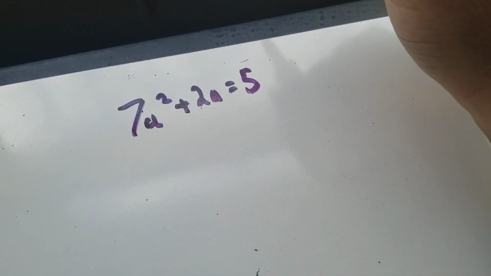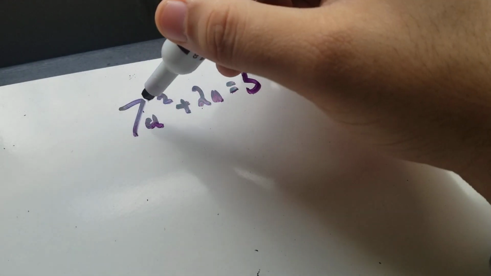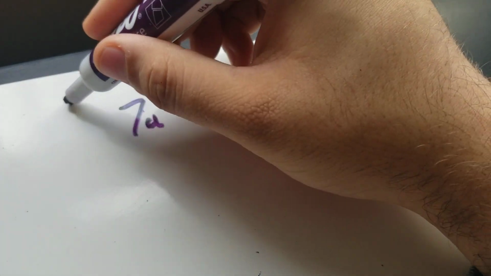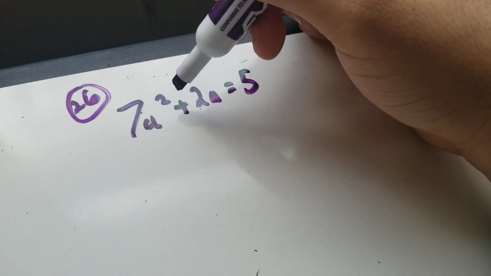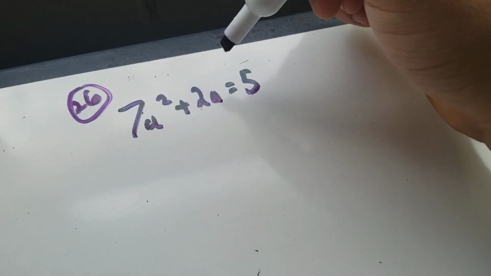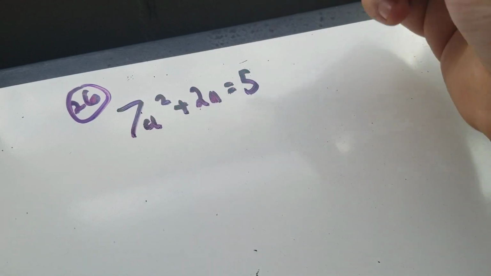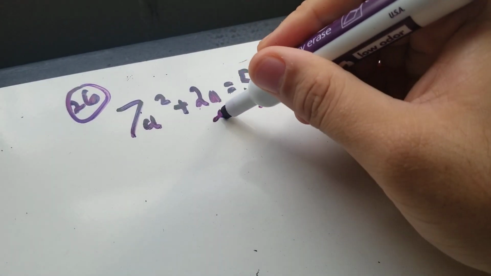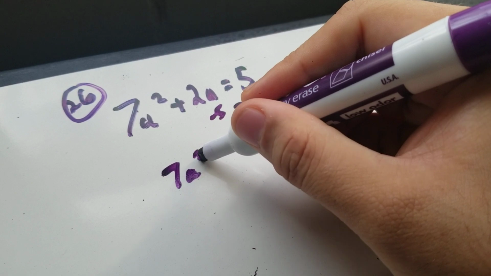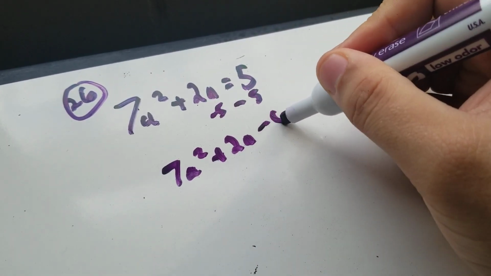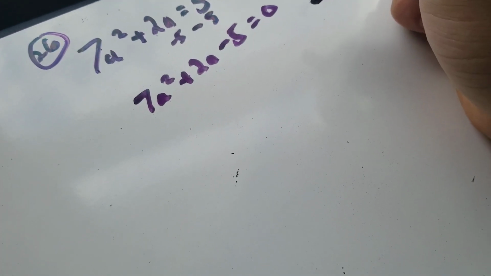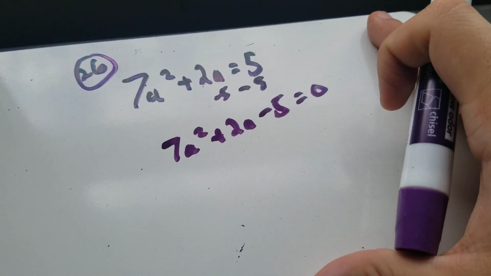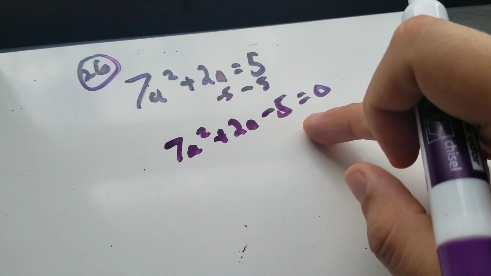Okay, so this is number 26 on the page of the homework. 7a squared plus 2a equals 5. My big issue is 1, this doesn't look like ABC, and 2, it is not equal to 0. So I'm going to subtract 5 on both sides. Now I have 7a squared plus 2a minus 5 equals 0. Now it equals 0, and it looks like an ABC.